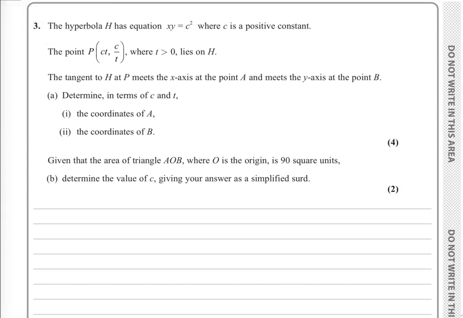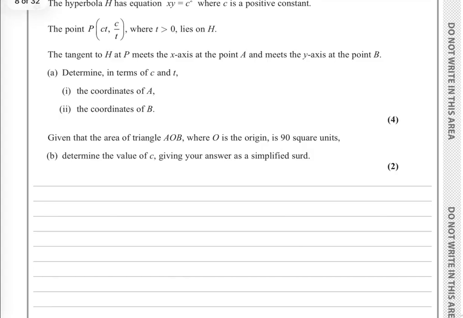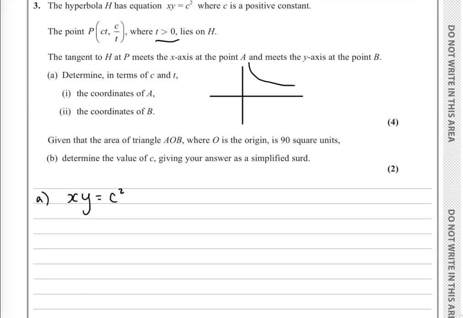The hyperbola H has equation xy equals c squared. Put that here. No doubt going to use that. Where c is a positive constant, the point P, (ct, c over t), where t is greater than 0, lies on H. The tangent to H at P meets the x-axis at the point A, and meets the y-axis at point B. Okay, so we've got our hyperbola, something like this, and then it has a tangent at point P, something like this, and that crosses the x-axis at A, the y-axis at B.